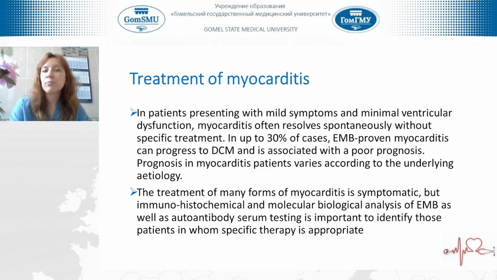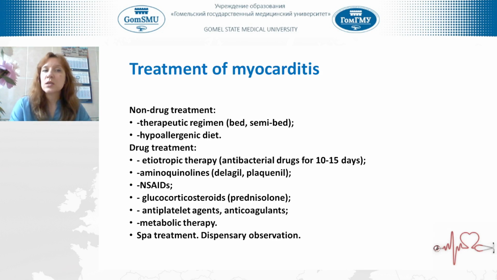immunohistochemistry and molecular biological analysis on the endomyocardial biopsy, as well as antibody serum testing, is important to find those patients in whom specific therapy is appropriate. It exists in non-drug and drug therapy. Non-drug therapy includes a therapeutic regime, bed or semi-bed rest, and a hypoallergenic diet. Drug treatment includes etiotropic therapy: if it is a bacterial cause, antibacterial drugs for 10-15 days; autoimmune-directed hydroxychloroquine, NSAIDs, glucocorticosteroids, antiplatelet agents, anticoagulants, metabolic therapy, and spa treatment and dispensary observation.